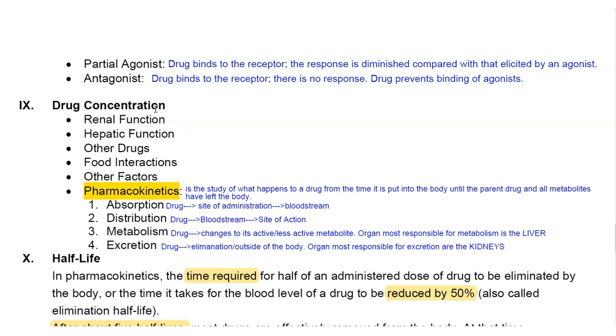Last but not the least is excretion. Excretion is basically the movement of the drug or the elimination of the drug outside the body. The organ that's most responsible for excretion are the kidneys. So again, remember that the kidneys are the organs that are responsible for excretion.